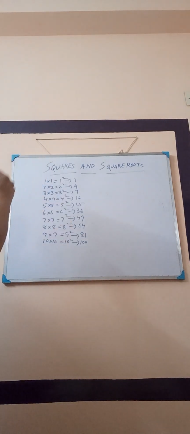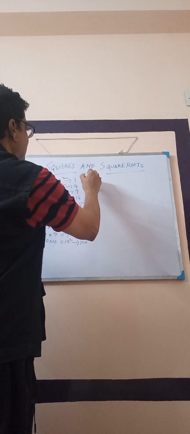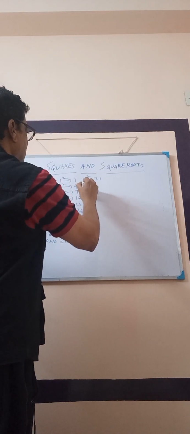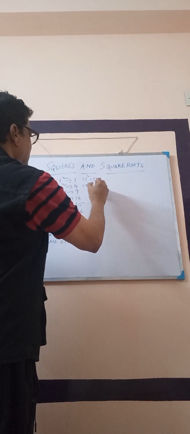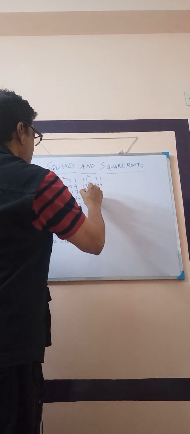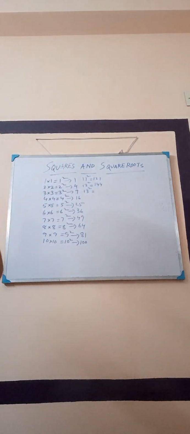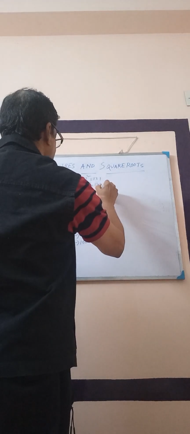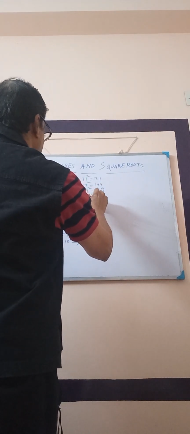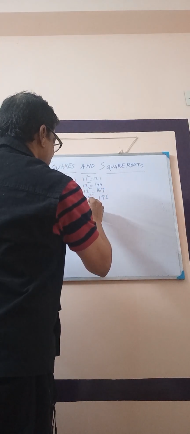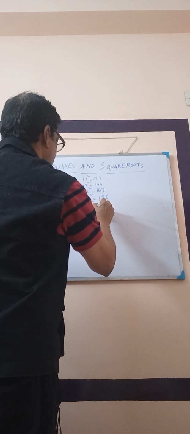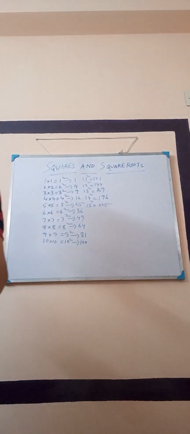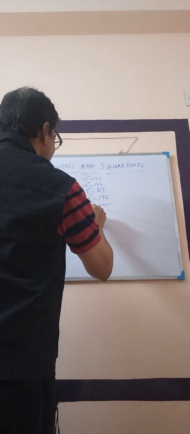Now if I continue the process, what is 11 square? That is 121. What is 12 square? That is 144. What is 13 square? 13 square is 169. What is 14 square? 14 square is 196. What is 15 square? That is 225. What is 16 square? 16 square is 256.